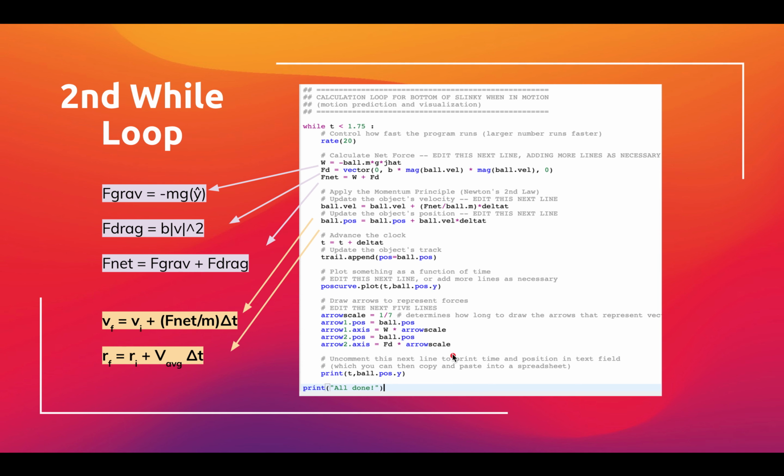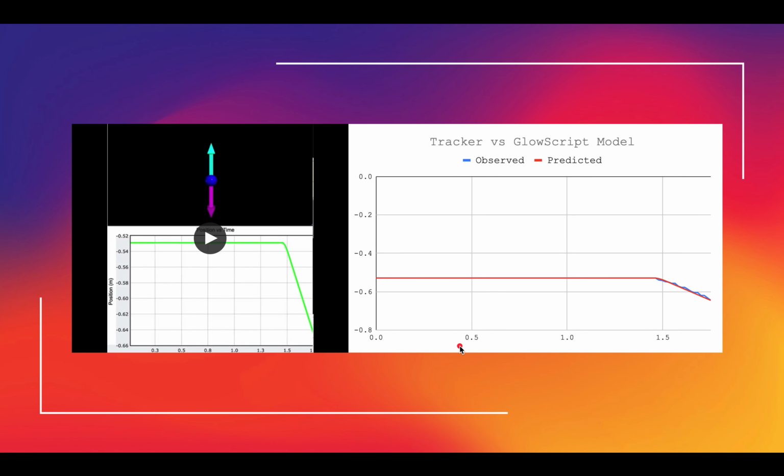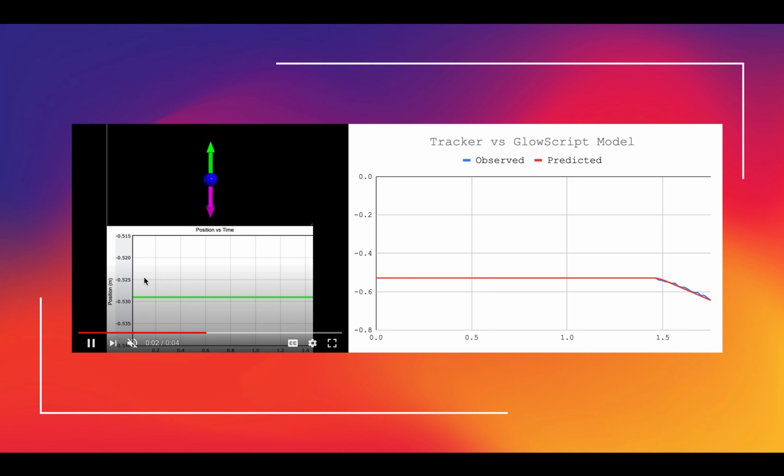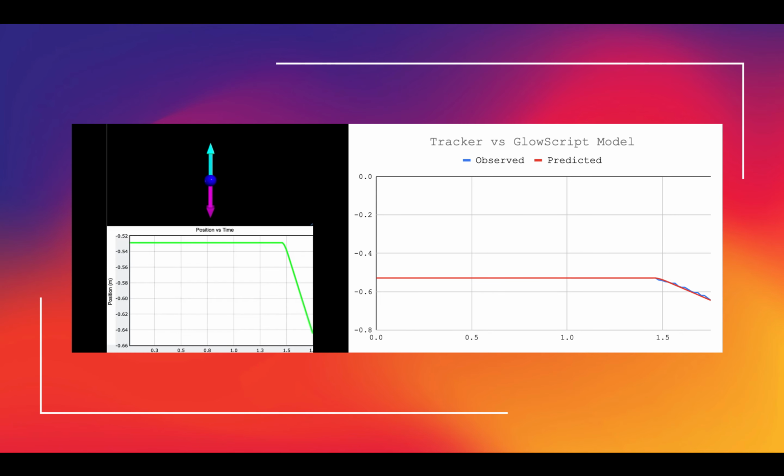The second while loop represents the bottom of the Slinky while it is in motion. The loop is essentially identical to the first, except the net force this time is the sum of the force of gravity and drag. And arrow 3 from before is replaced with arrow 2, which represents drag. Running the model, we see that initially when the bottom of the Slinky is stationary, the forces acting are tension, which is the green arrow, and gravity, which is magenta.